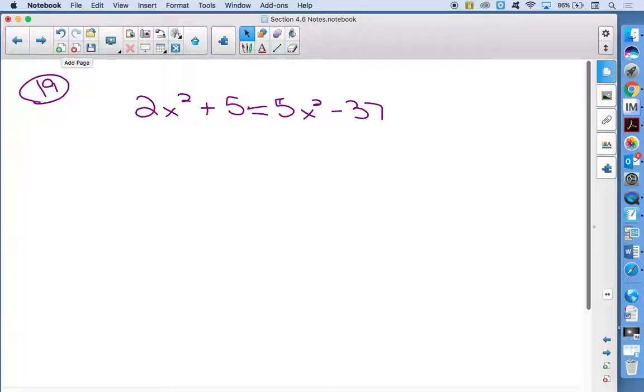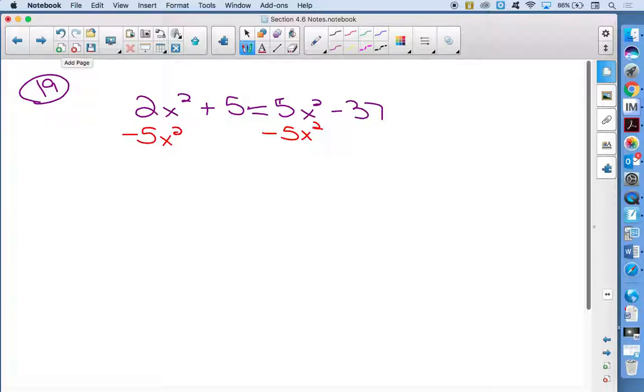I took the 5x squared to the other side. Okay, so subtract 5x squared. What else would we move then? The 5. Yeah, so subtract the 5x squared, so that gives us negative 3x squared. But then also get the 5 to the other side. So Tyler, negative 37 and negative 5 is?